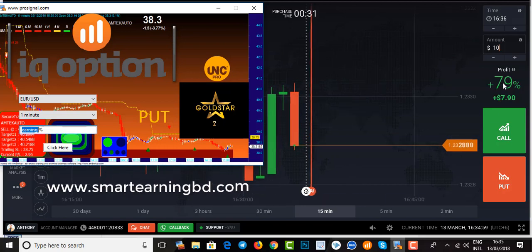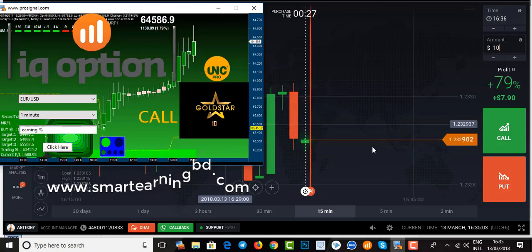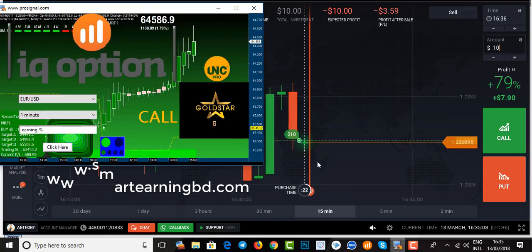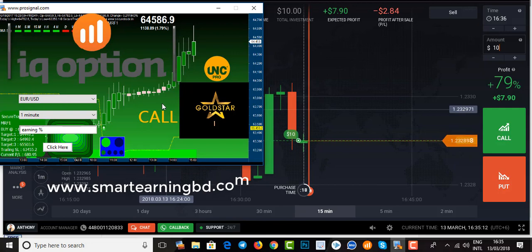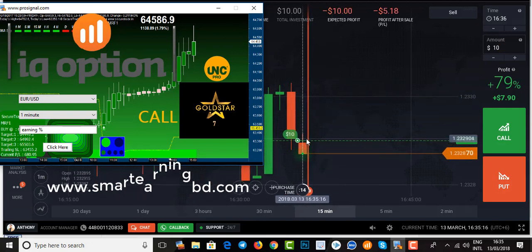Profit is 7-9. Maybe a call signal is better. I think yes. I give a trade with this position because this position is good for a call signal. Then the robot told call signal. That's why I give a trade in this position. Maybe it will be right here.